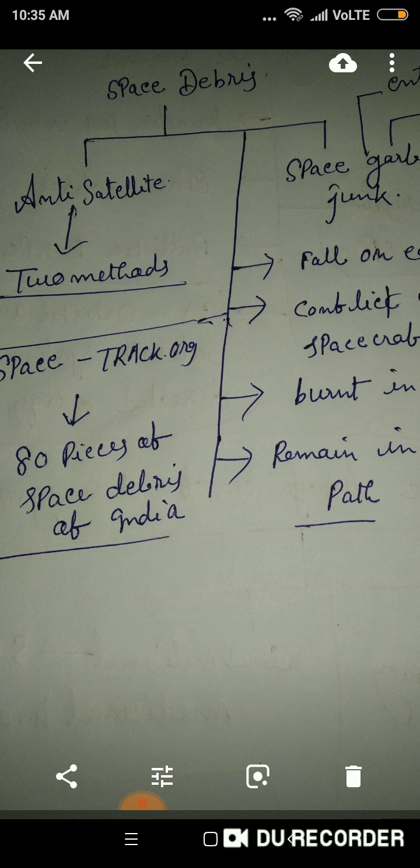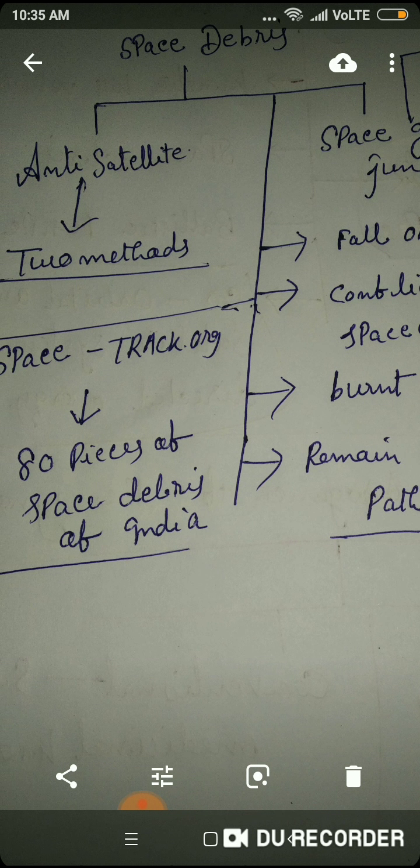And another important fact here for prelims is spacetrack.org. This is actually a US space agency site, and it has revealed a set of data which shows that China occupies the topmost position in space debris. Till now, before the anti-satellite test done by India a few days ago, India had only 80 pieces of space debris, which is very little. But that will not be correct after the test, because it is claimed that India has created more than 400 pieces of space debris.